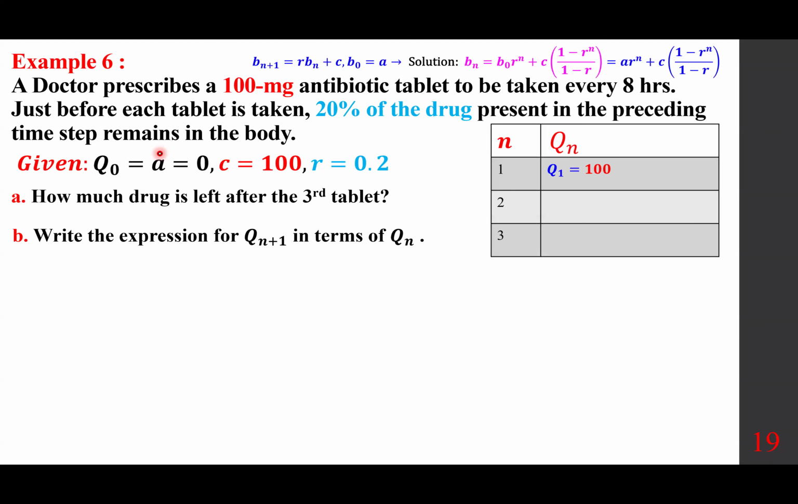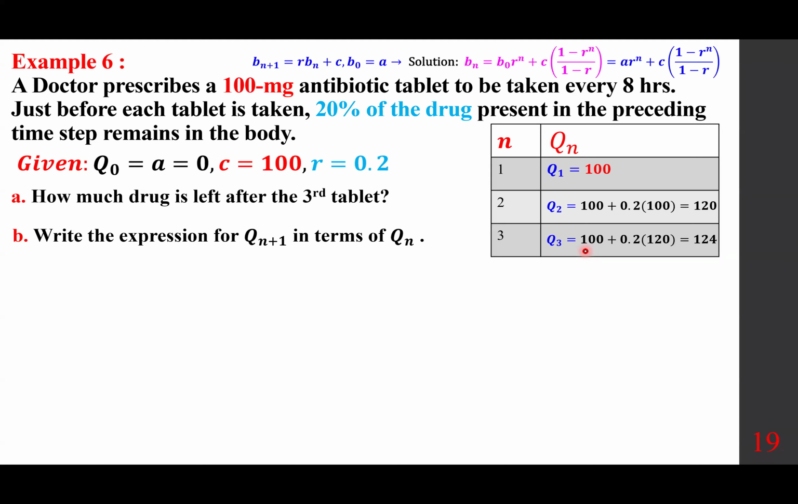Now here's the table, and we start with 100. Then over here, every 8 hours, we give him 100. So we give him 100, and then 20% of this, it's 120. Again, we give him 100. 20% of this is 24. With 100 is 124. So pretty straightforward.